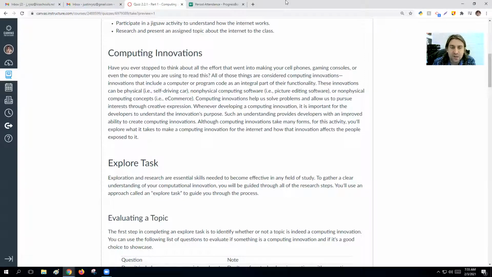All right, these computing innovations can help us solve problems and allow us to pursue interests through creative expression. Whenever you're developing a computing innovation, it's important for the developers, or you, to understand the innovation's purpose. Such an understanding provides developers with an improved ability to create computing innovations. So, although computing innovations take many forms, for this activity, you're going to explore what it takes to make a computing innovation for the internet specifically. And we're also going to see how that innovation affects the people exposed to it.